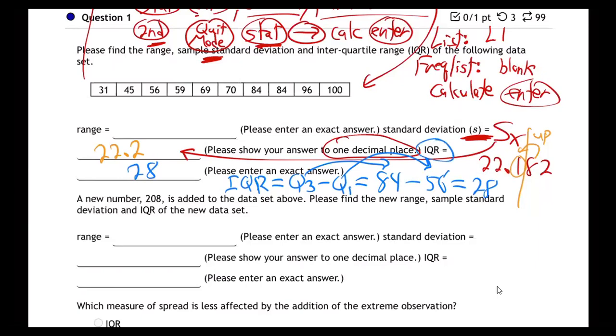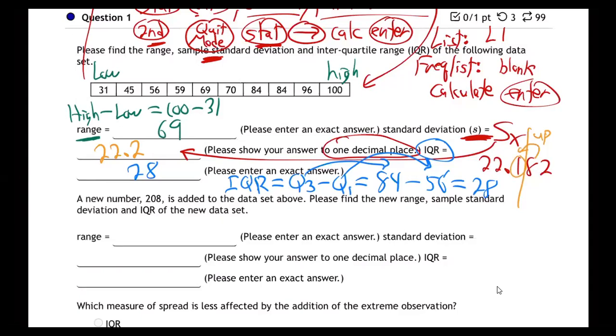Finally, the range. What in the world is the range? Well, they're going to ask me for the range right here. Range is high minus low. It's the highest value minus the lowest value. It's the full range of data. So here's the lowest number. Here's the highest number, right? So it's going to be 100 minus 31, which equals 69. Is that good so far? Questions so far?